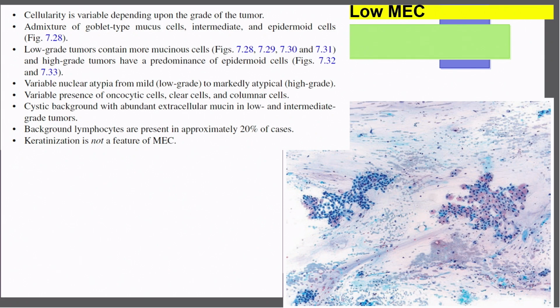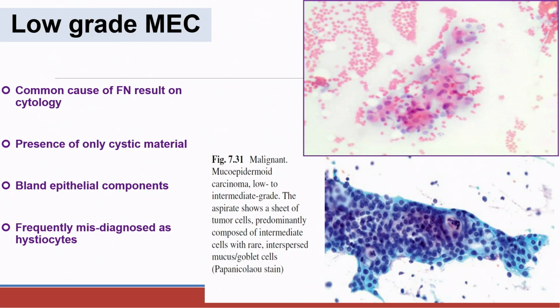Usually the epidermoid cells are very bland, and this is typical in the low-grade MEC. We have to say that the background can have a lymphocytic component in 20% of the cases. Why is the low-grade MEC so difficult?